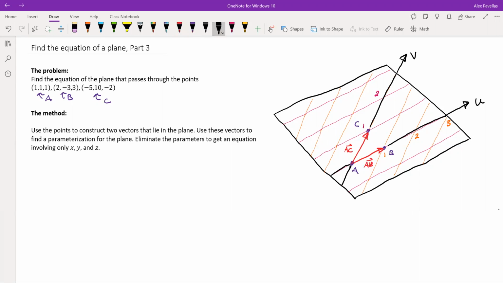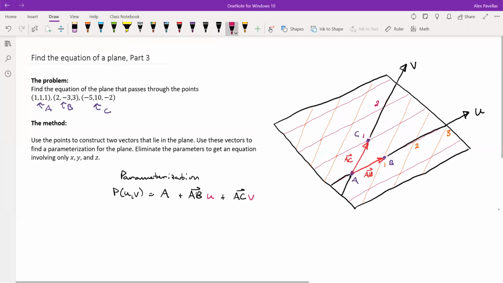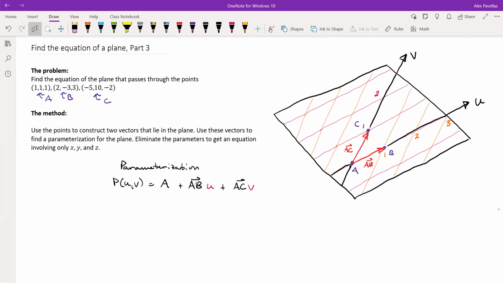And the parameterization P of UV, where U and V are what we would call our parameters, would be A plus the vector AB times some number U plus the vector AC times some other number V. Okay, and so the idea here is that if we plug in values for U and V, what we get out are specific points on this plane, and the points are laid out like this grid, like this weird coordinate system that I've got on the plane.